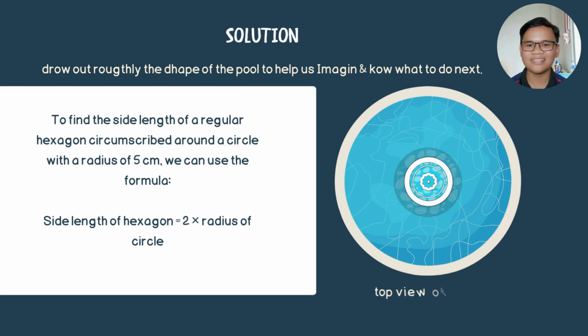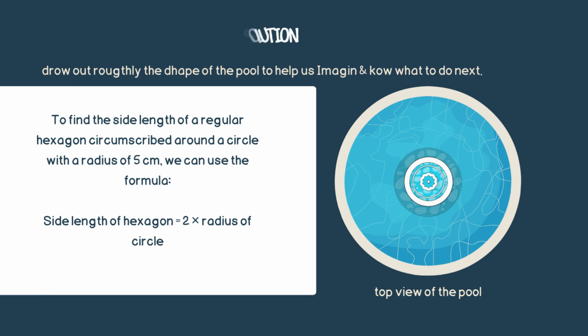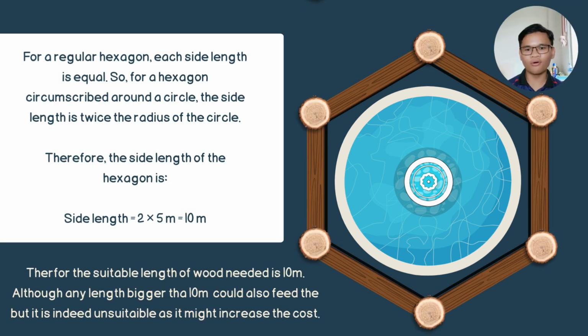To solve this question, a diagram is drawn so we can imagine roughly the shape and position of the fence. And then to find the plank length, we can see the application of a formula, which is the side length of a hexagon is equal to 2 times the radius of a circle. As we all know, 2 times the radius is actually equal to the diameter of the circle. So we get the answer for one plank, it needs to be at least 10 meters in length.